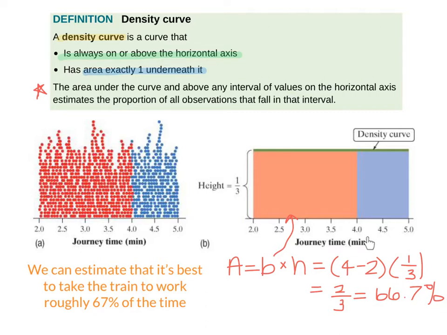So from 2 to 4, that's a distance of 2. That's our base, right? We multiply by the height of 1/3. 2 times a third is 2/3. So 2/3 of the time, it's actually faster to take the train to work. In a percent, we would say that we can estimate that it's best to take the train to work roughly 67% of the time. Look at that. We solved Selena's problem and we learned something new in the process. Oh, wow.